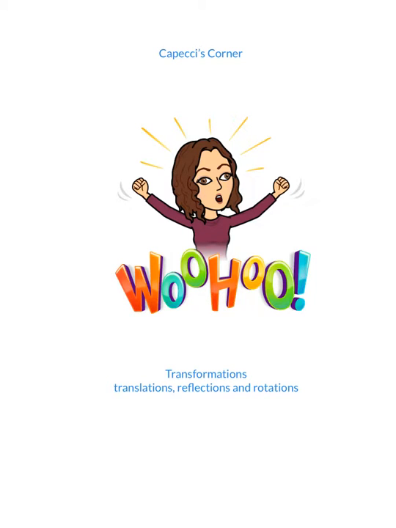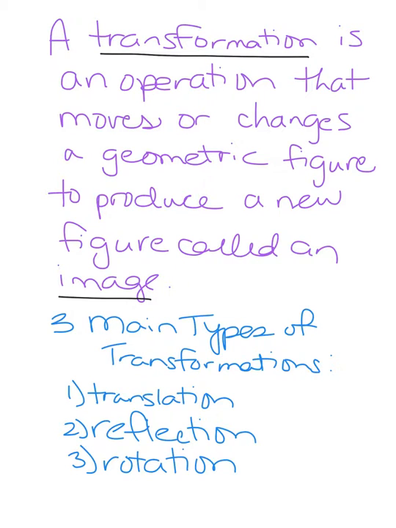Today's lesson is on transformations, which includes translations, reflections, and rotations. A transformation is an operation that moves or changes a geometric figure to produce a new figure called an image. One important thing is that these images stay congruent, so I'm not changing the size or the shape of the figure when I'm moving them. There are three main types of transformations: translation, reflection, and rotation, which we'll look at in today's lesson.